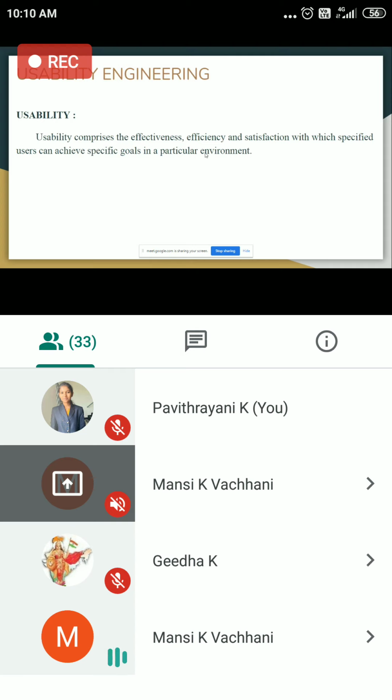Next is usability engineering. Can anyone tell what is usability? Why usability? What is the meaning of usability?